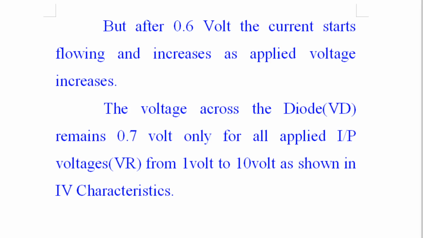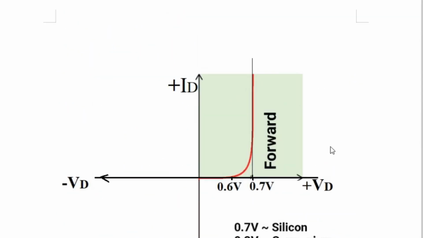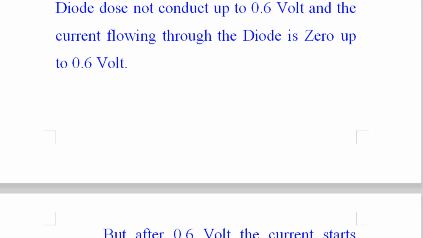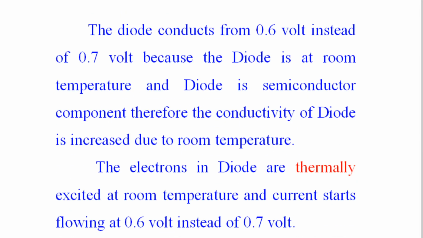0.7 volt only, as shown in the IV characteristics. So what are the IV characteristics here? See this: the voltage across the diode is always 0.7 volt only. Current goes on increasing. So in this way, that parameter is very important.